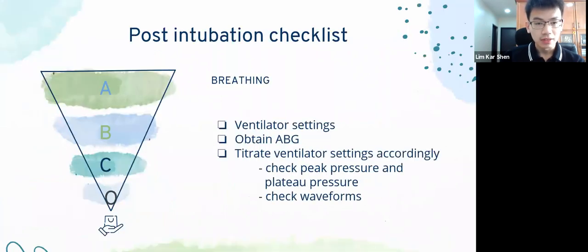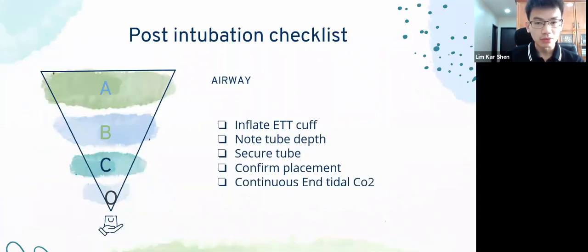Now we go on to the post-intubation checklist with the mnemonic A, B, C, O. Airway. First, we have to inflate the ETT cuff. Take note of the ETT depth, anchor at which level, then secure the ETT. Confirm the placement of ETT with direct visualization, 5-point auscultation, chest X-ray, ultrasound, presence of vapor in ETT, and also equal chest rise.